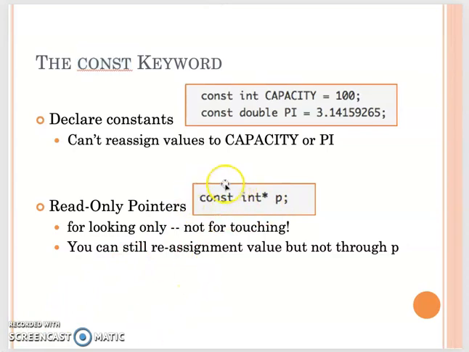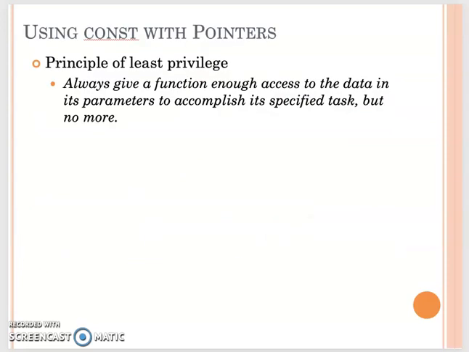So this const keyword with pointers is what I want to go over next. Actually, we have 4 different ways to associate const with a pointer. That's where we talk about the principle of least privilege. That's very important in C++.